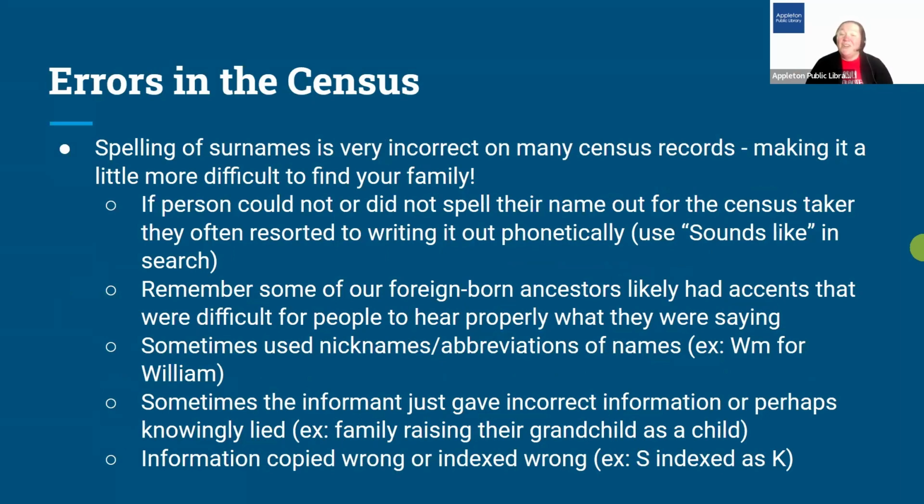Spelling of the surnames is very incorrect on many census records, making it just a little bit more difficult to find your family. If you think about it, if somebody could not or did not spell their name out for a census taker, he often wrote it out how it sounded.